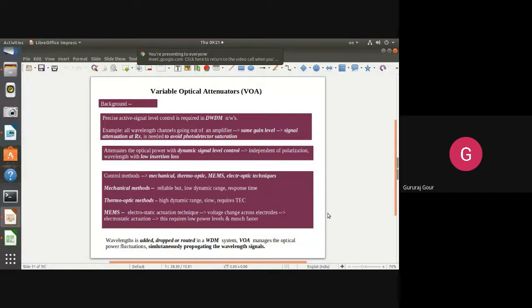The applications of VOAs: it can be used in adding or dropping wavelengths, as in add-drop multiplexers, or to route the wavelengths in DWDM networks. A VOA also manages the optical power fluctuations while simultaneously propagating the wavelength signal. It means it can do two things, routing and managing the power fluctuation. Both can be served by variable optical attenuators.